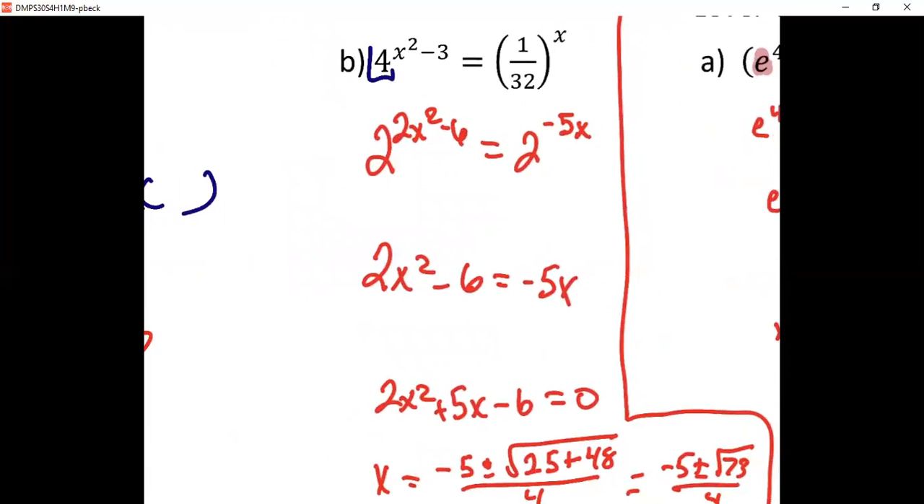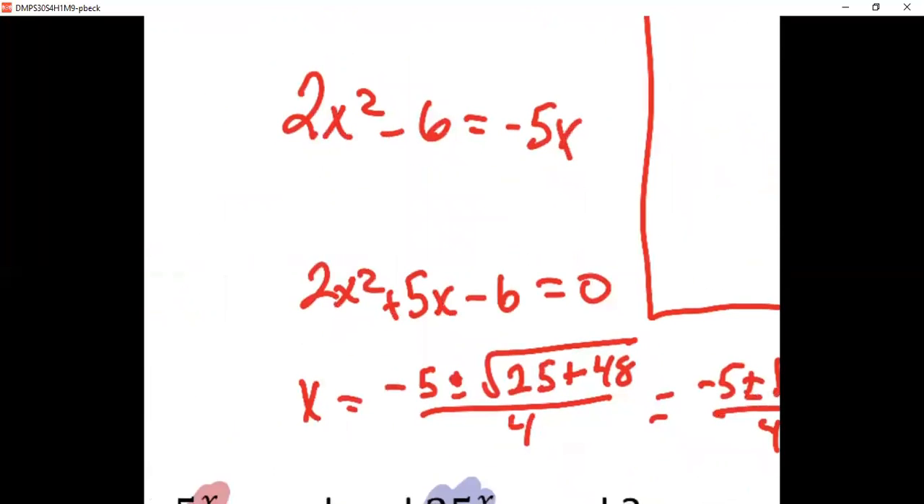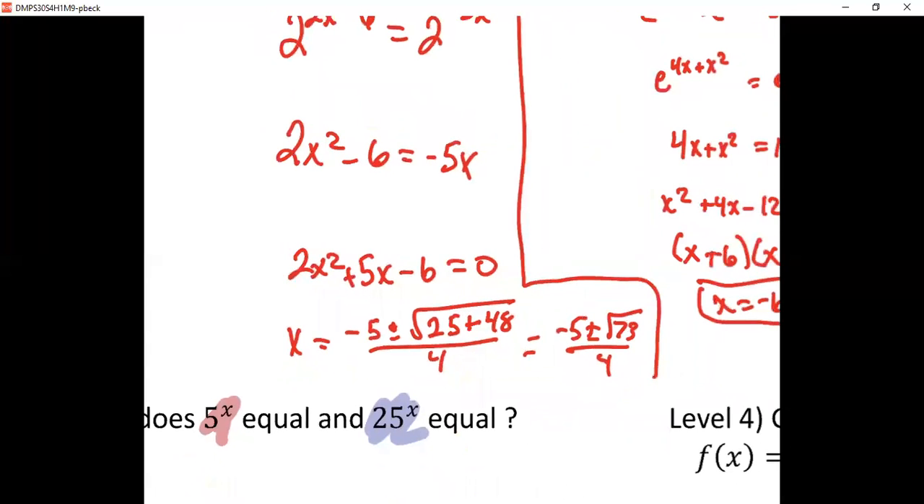You have to figure out 4 and 1/32. Both of those have a common base of 2. So 2 to the 2x squared minus 6 equals 2 to the negative 5x. Working from there, we solve. Now this one turns into, unfortunately, we're not able to solve by factoring. So thankfully, we have the quadratic formula that we could use. Negative b plus or minus square root of b squared minus 4ac all over 2a.